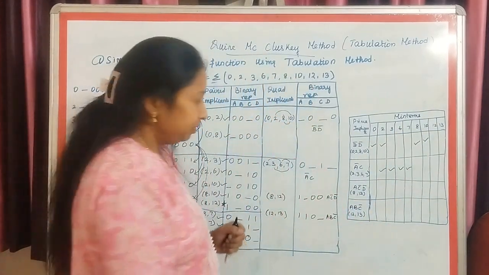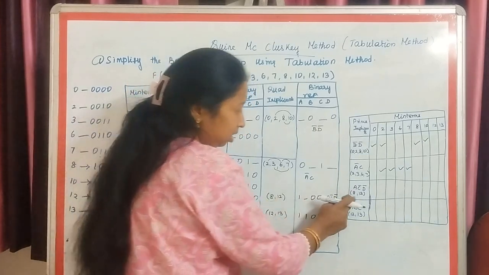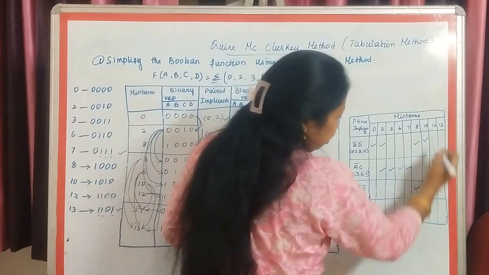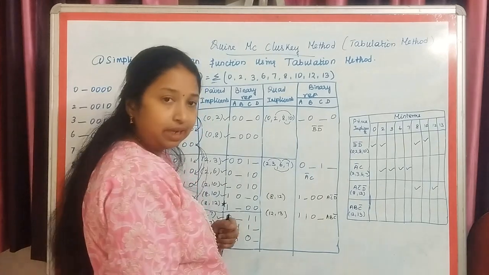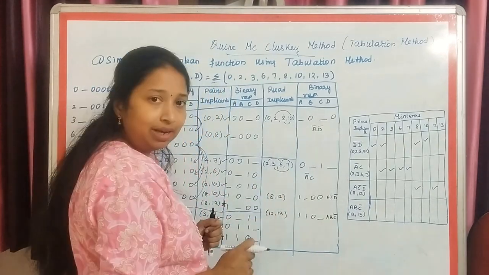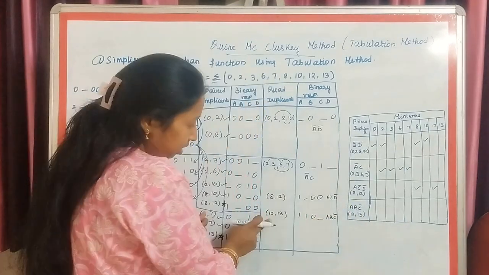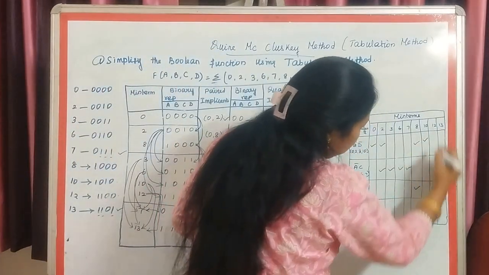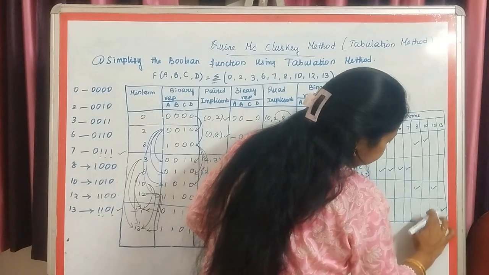Is that clear? Now, for A, C bar, D bar, what is the number? It is 8, 12. So, against 8, put a tick mark, and against 12, you have to put another tick mark. Is that clear? Now, what is the next prime implicant? It is A, B, C bar, and the corresponding pair it is 12, 13. So, the same number I have written, A, B, C bar, and the corresponding pair it is 12, 13. So, against 12 and against 13, I'll be mentioning a tick mark.